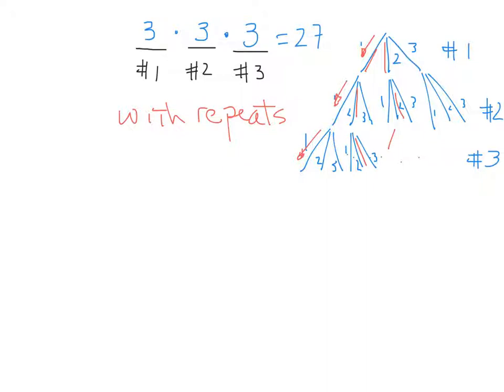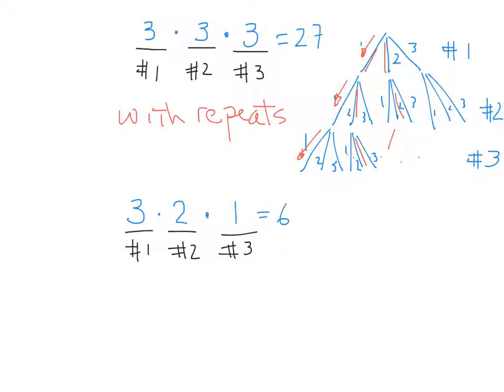Now, if you were to not allow repeats, your tree is going to look a little bit different. In your first number, your leftmost digit, you have 3 choices. But then in your second digit, since you've used up a choice in your first digit, you would only have 2 choices. And finally, when you get to the third digit, you really don't have a choice. You've used up 2 digits already, so you simply have the third digit. So you have one choice. What that means is you would only have 6 paths through this.